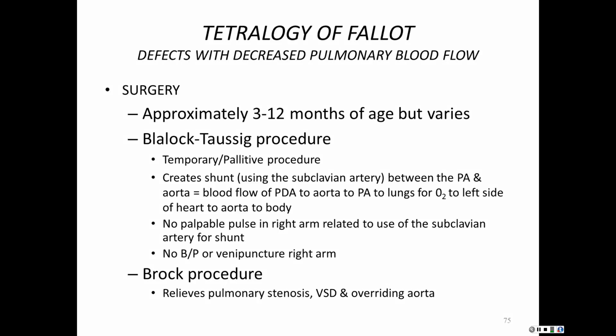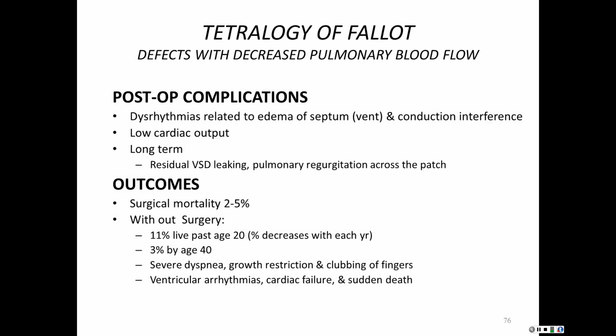Another palliative type process that they do is called the Brock's procedure. The Brock's procedure relieves the pulmonary stenosis, repairs the VSD, and the overriding aorta. That's the definitive one that you're going to see on these children. Again, the timing of that is going to be a very complete repair, usually performed between 3 and 12 months of age, but it varies. The goals of the repair are to widen the ventricular outflow tract and to close that VSD. So you're going to be seeing some of those processes.